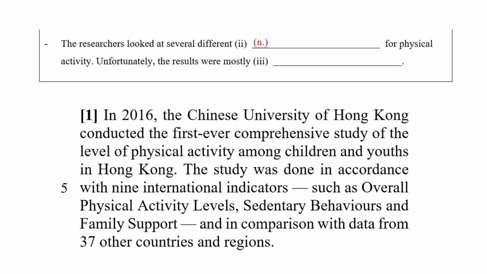Next, the researchers looked at several different, and then it should be followed by a noun. The researchers actually means the study, what the researchers are doing in the study. And several different means the 9 international here. So the answer should be indicators. And remember, it should be in plural form because of several different.